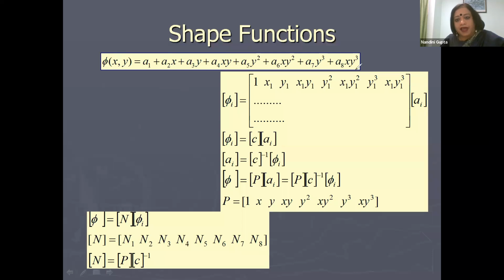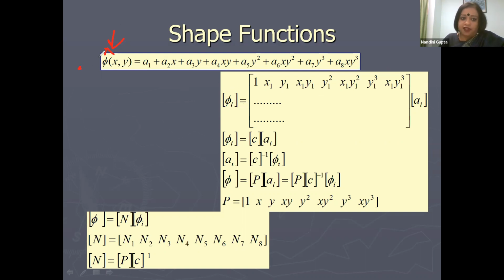So now I have 8 points and I should be able to obtain these 8 coefficients. If I am able to obtain these 8 coefficients, I will be able to approximate the interpolation polynomial phi hat. This is of course phi hat. I will also be able to find the shape functions. Remember, that is what I set out to do. I want to find the shape functions.